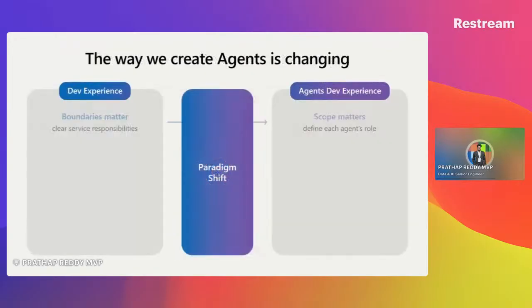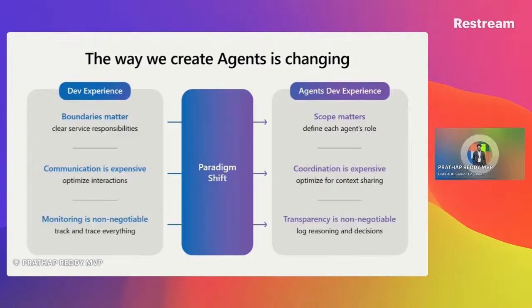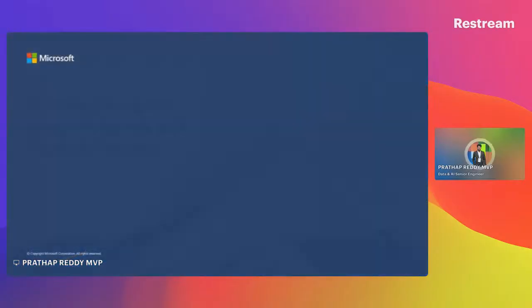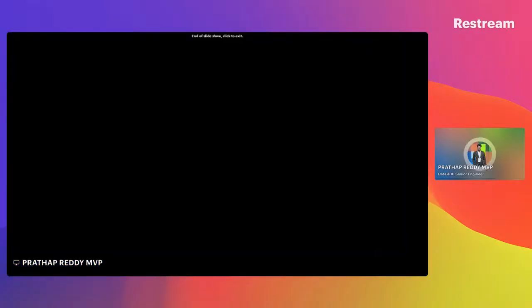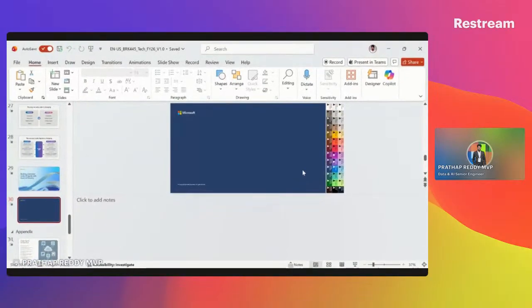Okay. So the way we create the agent is changing, so boundaries matter. In the agents, the scopes matter, communication is expensive, and coordination is expensive, so monitoring is non-negotiable, transparency is non-negotiable. So this is the dev experience and agent dev experience, compared to the earlier and now. Okay. So I would like to go for the demonstration now.